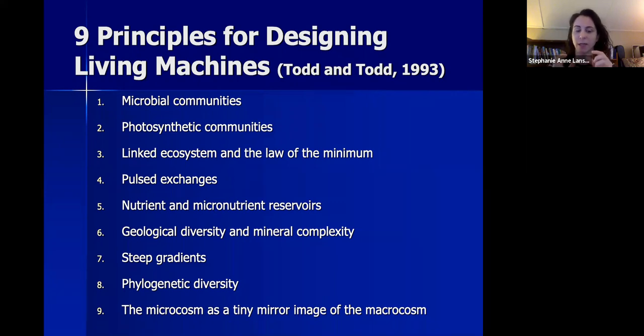And then finally, that the microcosm should be a mirror of the macrocosm. So we're creating little ecosystems in these tanks, and how are those going to actually reflect what we would see in the natural environment? And how can we design something to reflect it as close as possible? All right, thank you very much.